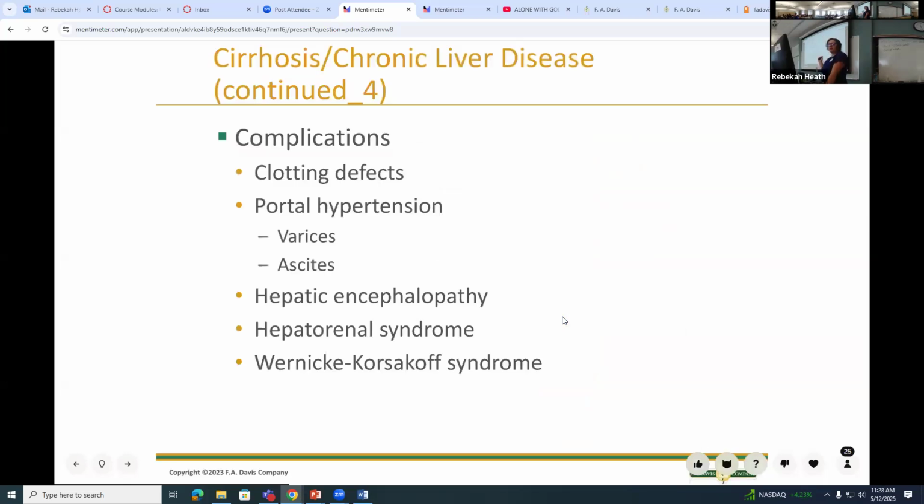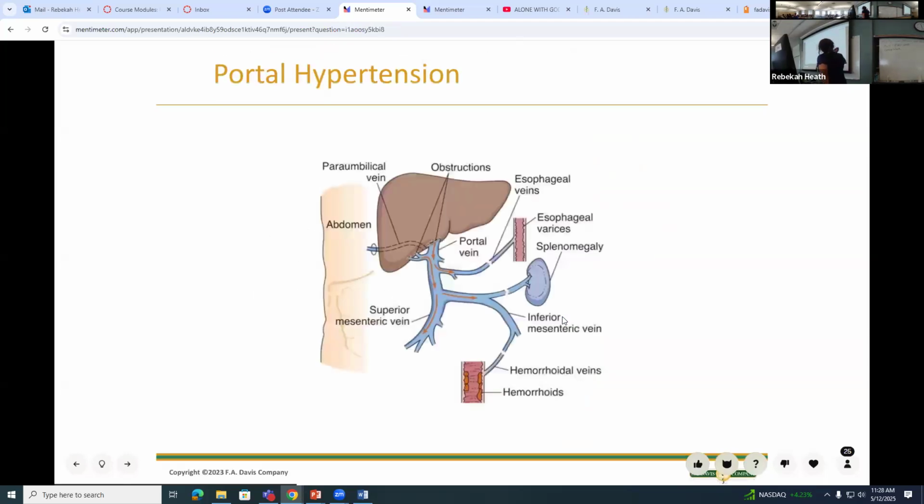Okay, so we talked a little bit about clotting defects, portal hypertension. Oh yeah, here we go. Leading into the liver, you have this portal vein. It's one of our big blood vessels in our system. When our liver isn't working like it should, it's going to cause resistance in there. When we talked about hypertension, when there's resistance in a blood vessel, it starts to get a little enlarged. What happens to the pressure? It goes up, right?